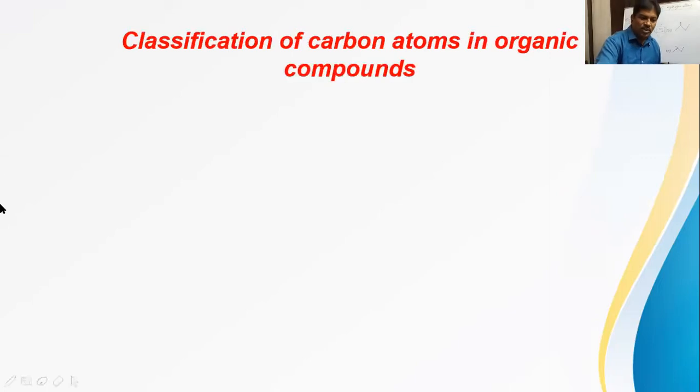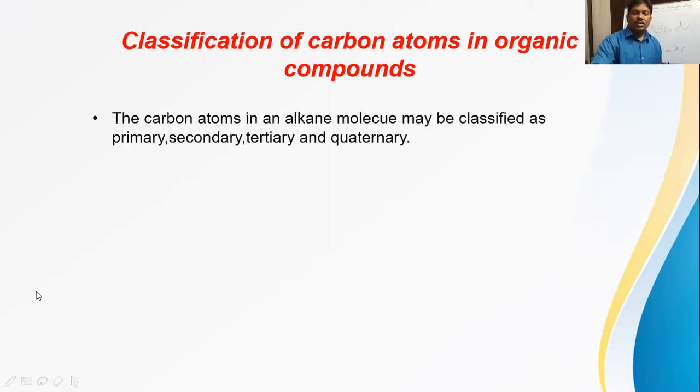So like this, we can take different types of hydrogens and carbons. How can we classify carbons? Different types of carbons we can classify like this: primary carbons, secondary carbons, tertiary carbons, and quaternary carbons. And how can we classify hydrogens? Hydrogens are of different types: primary hydrogens, secondary hydrogens, tertiary hydrogens.